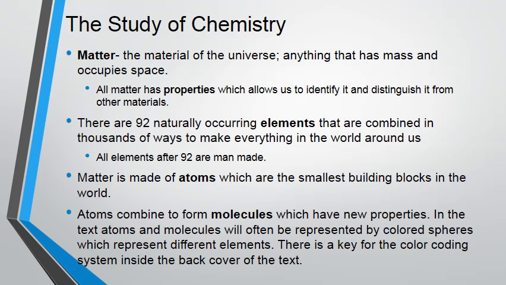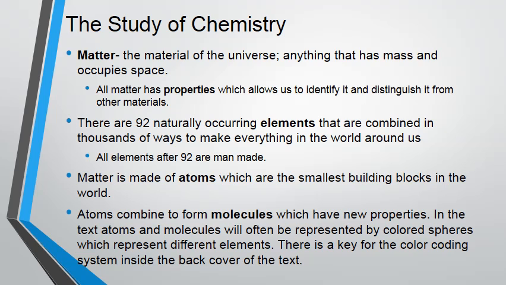In our world, there are 92 naturally occurring elements that are combined in hundreds of thousands of ways that make up everything in the world around us. So elements 1 through 92 are naturally occurring. Anything after that on our periodic table, the one you have for this class goes up to element 111. There are more after that. I believe we found 115 at least. The ones after 92 are all man-made, which is pretty cool. We've made them in a lab. We don't know a lot about them, but we have made them.